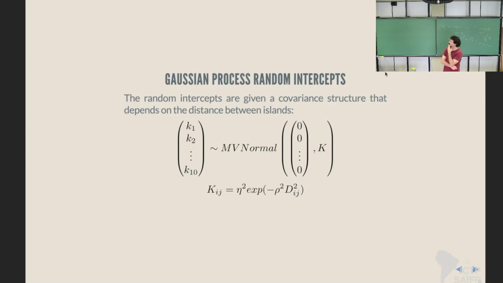And a Gaussian process is basically taking the k variables and having them be distributed like a multivariate normal with some covariance structure here. So what is this K matrix doing? The idea is that for two K parameters, it's going to be something like the variance of K1, the variance of K2, and then the covariance between K1 and K2.